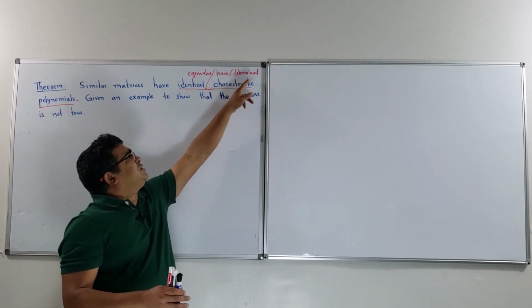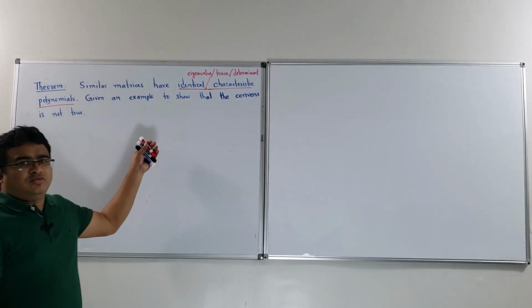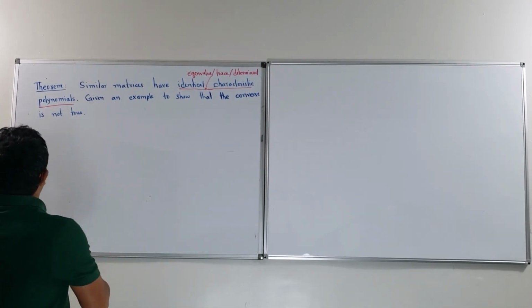Also, what is determinant? Determinant is the product of the eigenvalues. So we will prove this. Now, the proof.